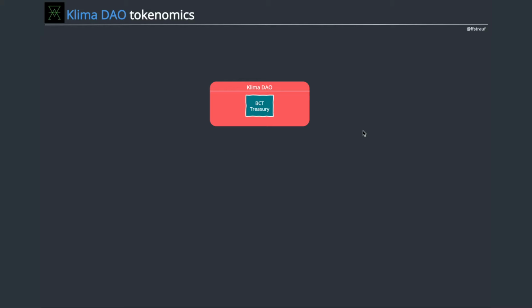Anyway, so the goal of Klima DAO, and it's really a copy of Olympus DAO, so if you're familiar with that, this will be easier to understand. So the concept is this whole protocol owned liquidity. So Klima DAO as a DAO tries to own its own liquidity.